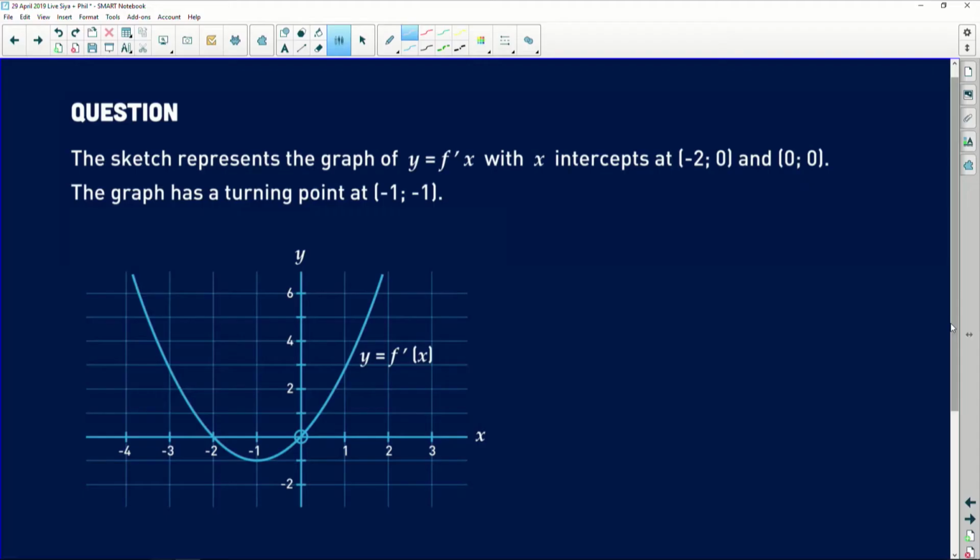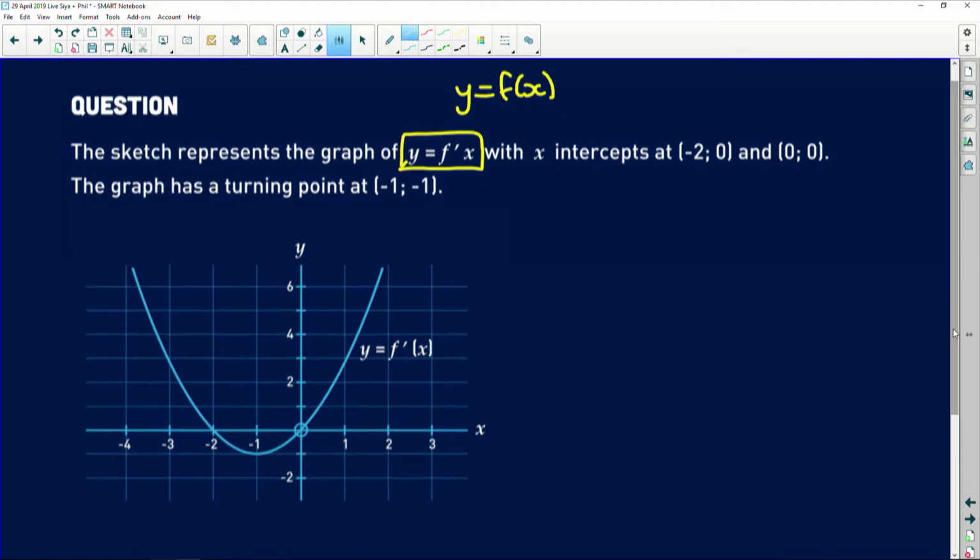It says, the sketch represents the graph of y equals f prime of x. Okay, already guys, that should ring some serious bells in your head because that means that we don't have y equals f of x. We don't have the original function. We only have the derivative of that function. It also says that it has x-intercepts at -2 and 0, so there's that one there, and (0, 0). Lastly, it says the graph has a turning point at (-1, -1), so that's that one over there.